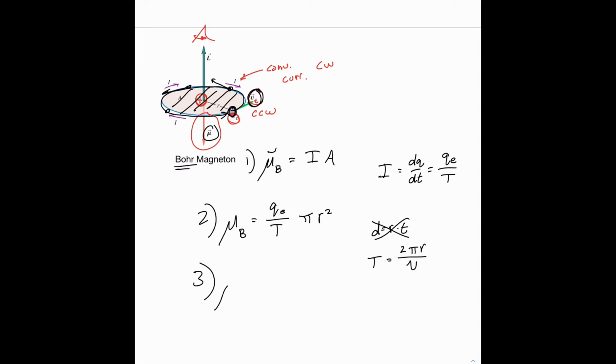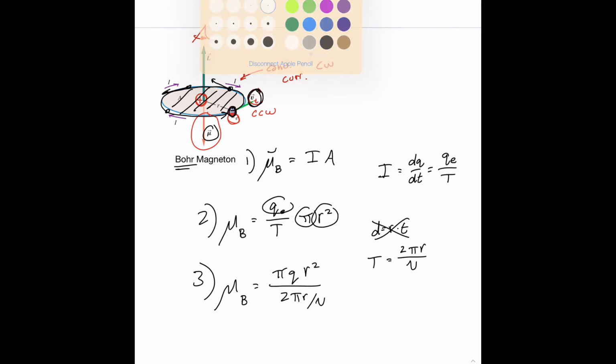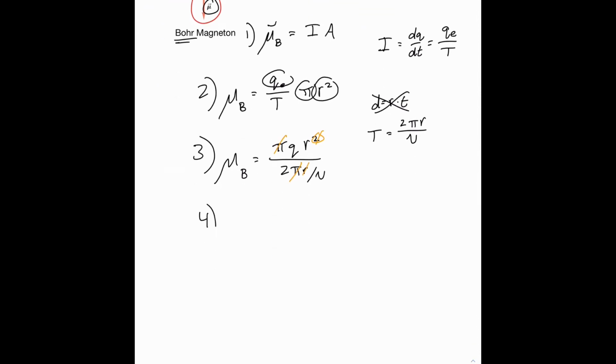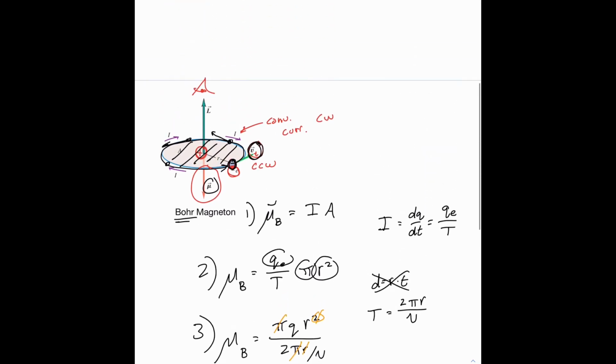So step 3 says the value of the Bohr magneton is pi times q times r squared, right? Pi q r squared divided by 2 pi r over v. And then we can cancel some terms. The pi cancels out. One of the r's cancels out. So in step 4, we'll state this as Bohr magneton is equal to qvr over 2.